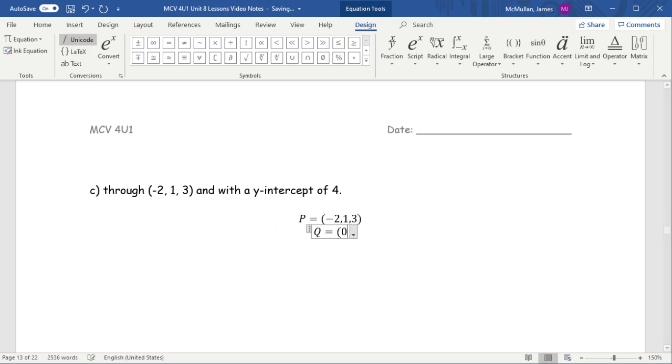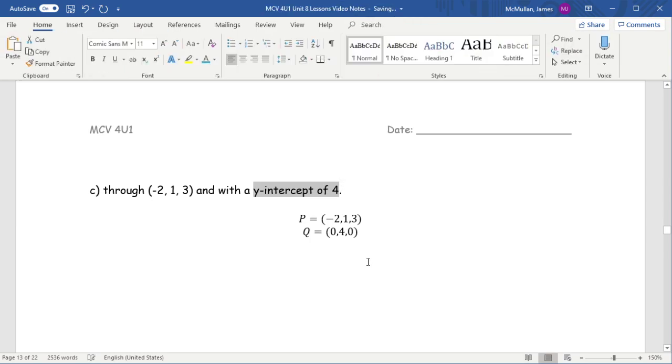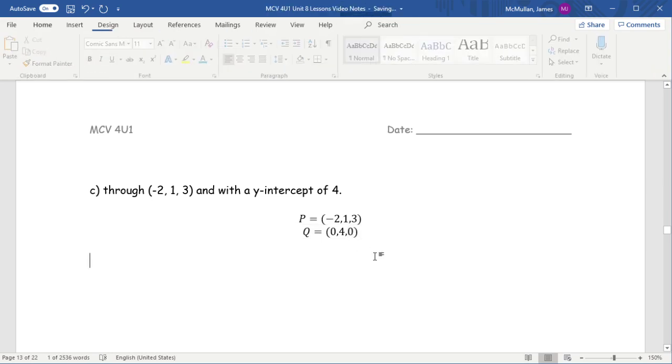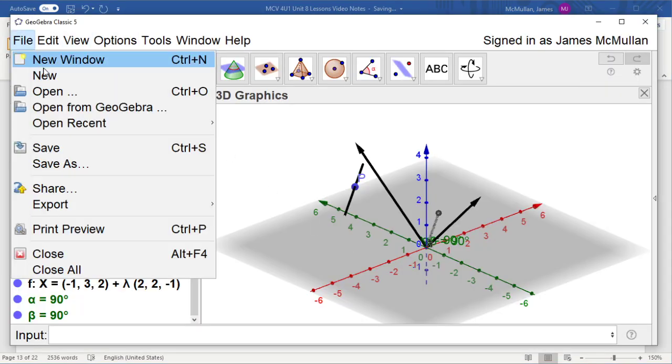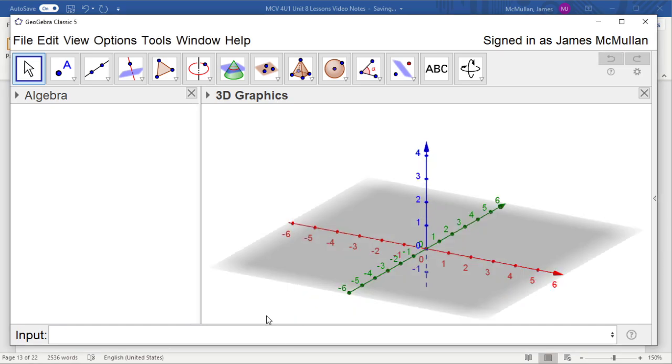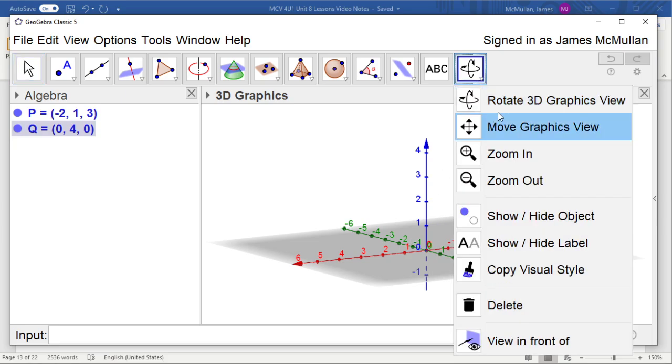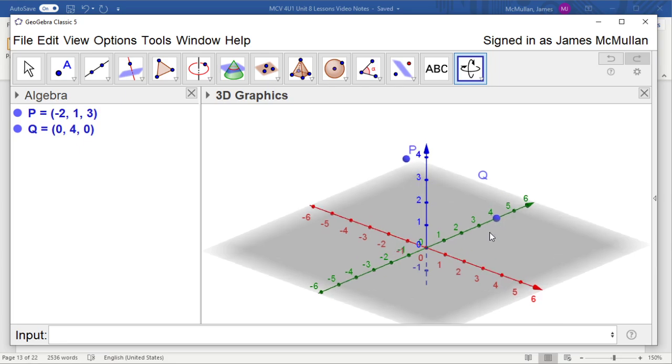The next thing we know is that Q is (0, 4, 0). Remember, y-intercept means where it hits the y-axis, and if you're hitting the y-axis, x must be 0 and z must be 0, right? So again, just to visualize that to help us understand, the point P was (-2, 1, 3). The point Q was (0, 4, 0). And you can see that that is indeed a y-intercept, right? It's down there on the y-axis, and it passes through 4.